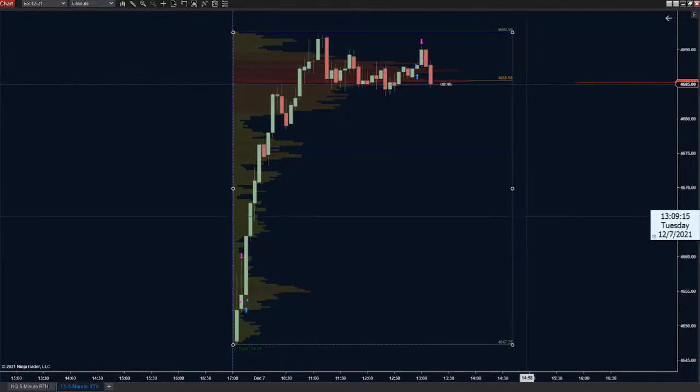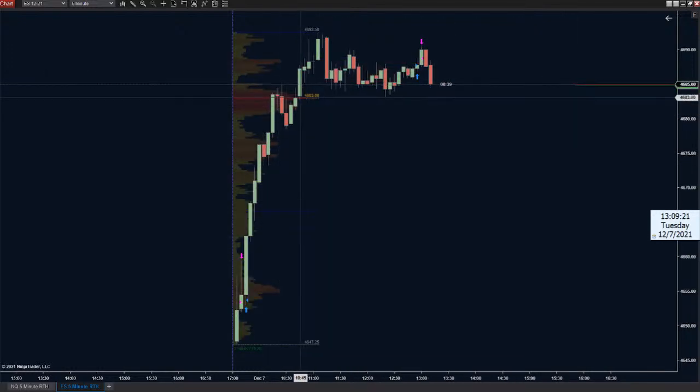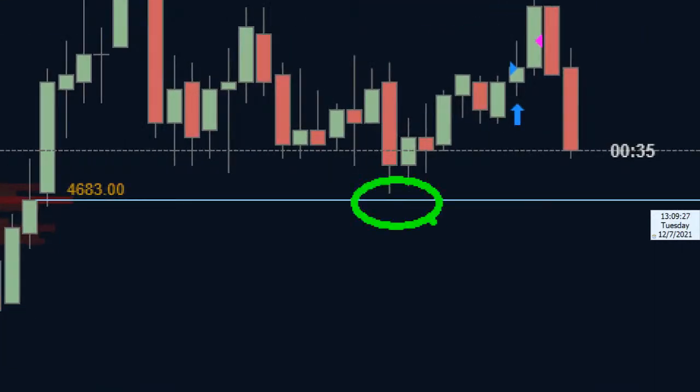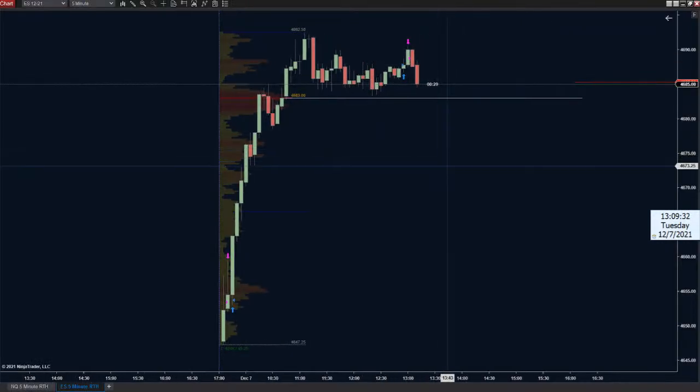Major volume nodes obviously are, well, they just close underneath it. But if we go back to the impulse, just the impulse, we can see that the balance point POC is at 46.83. And that is the only thing that hasn't hit. It got missed. They swerved it by a tick earlier.